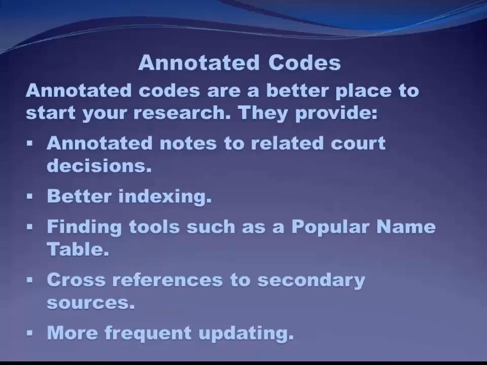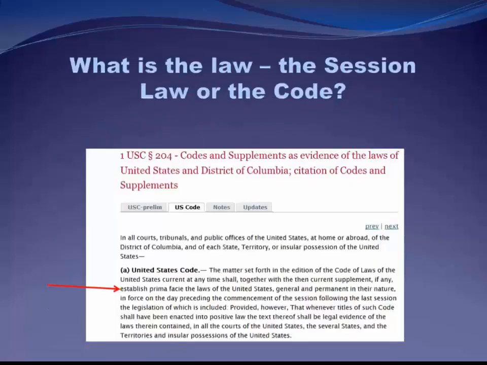They provide editorial enhancements. There are notes which are basically going to direct you to court decisions that have interpreted the statute. There's better indexing. There are tools such as popular name tables. So if you just know the Americans with Disabilities Act, you can go to the popular name table and it'll take you right to the statutory section. And then there are cross-references to secondary sources. So if you're looking at a statute, you're having a hard time figuring out what they're talking about or where it might be applied, the annotated code will refer you to an encyclopedia, or it will refer you to a treatise, so you can read an expert opinion on that statute and get a better idea of what's going on.